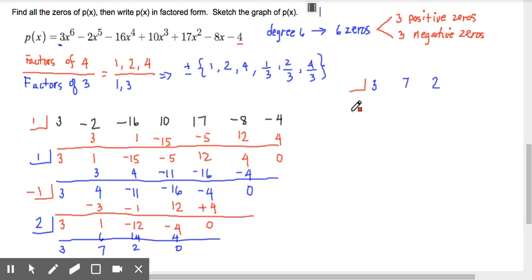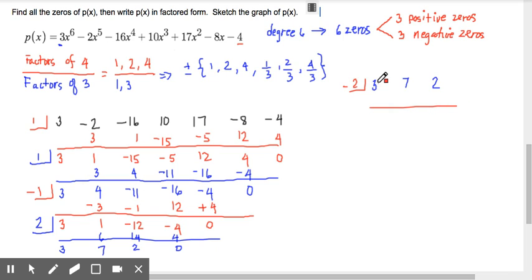So now let's try, is 2 going to work? If I try positive 2, if I bring this down, multiply by 2, I'm going to have a big number, and then add to 7, that's an even bigger number. This is 2. I need to get a negative 2 here, and there's no way for me to get a negative 2. So that means 2 is not a double 0. So let's try negative 2 this time.